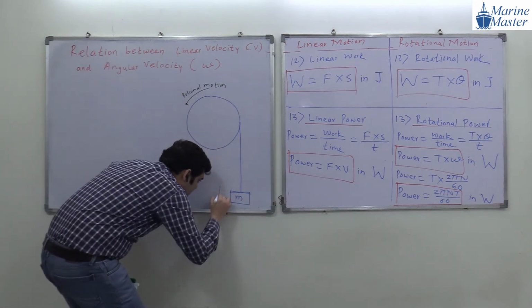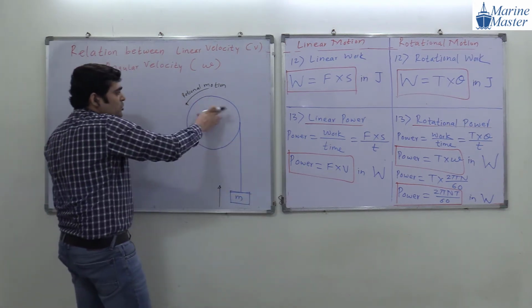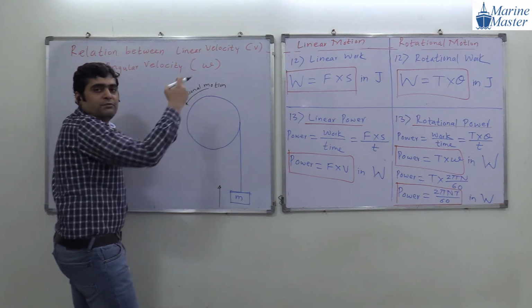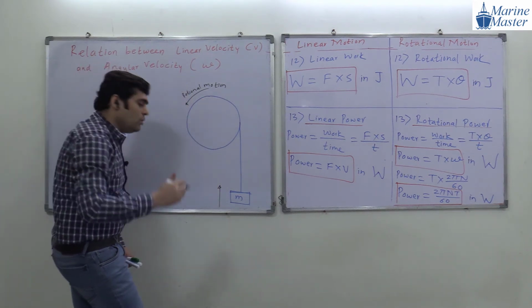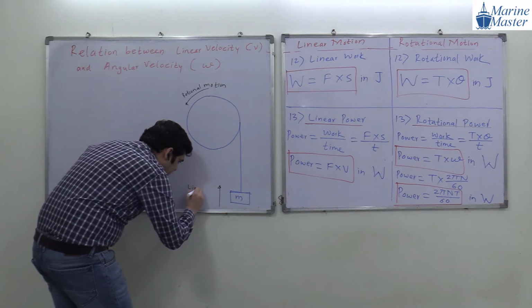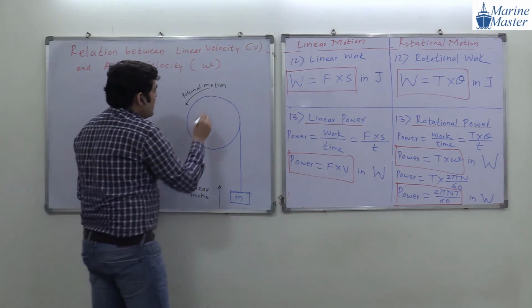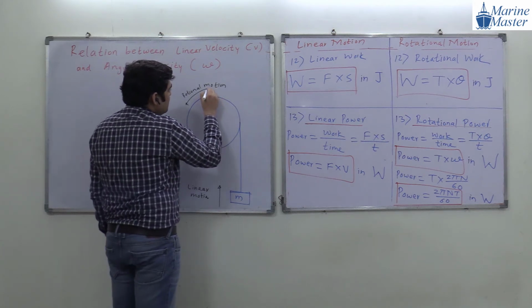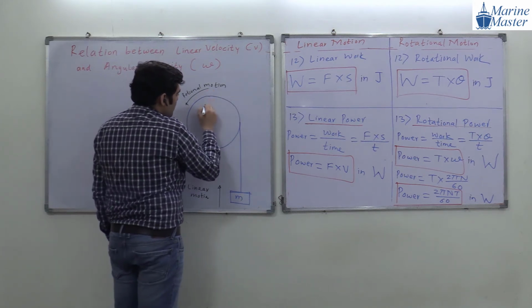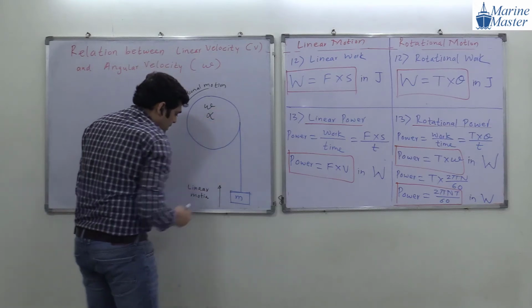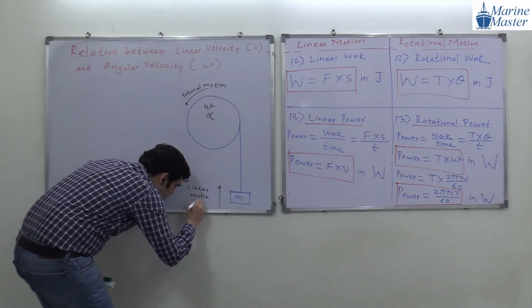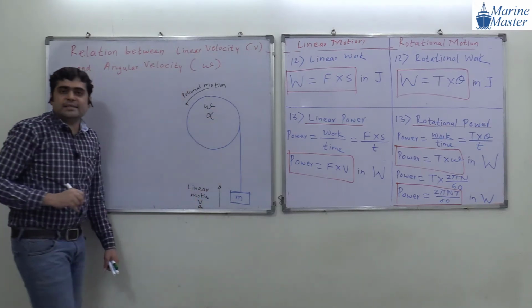And this mass m has what? If this pulley rotates like this, mass m will go upward, so it has a linear motion. In case of rotational motion, we have omega and alpha. In case of linear motion, we have v and a. Are you getting my point?